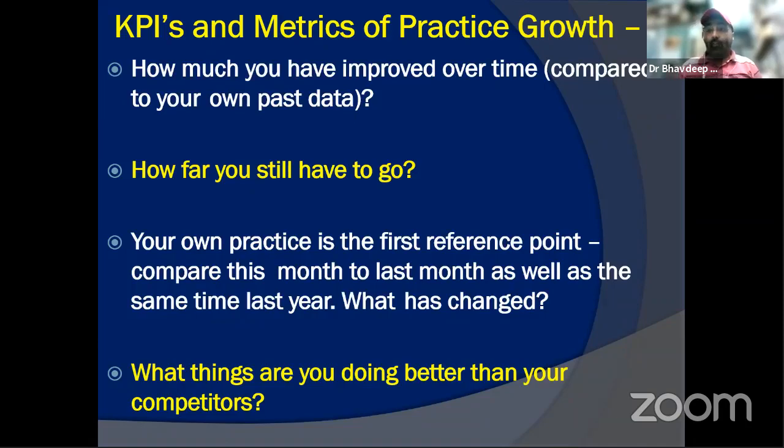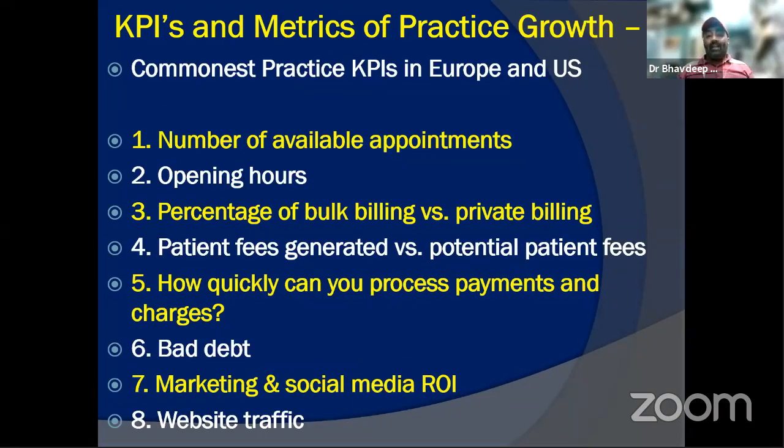We need to really realize where we are faltering. And unless you use those indicators, your practice KPIs, your benchmarks, you are not going to grow in life. So I'll give you now the KPIs commonly used in Europe and the US. What are the practice KPIs which are used? The number of available appointments, opening hours, bulk billing versus private billing, patient fees generated versus potential patient fees, if that patient could have converted. We hardly use this KPI over here. Then how quickly you can process payments and charges, bad debts, marketing and social media ROI, website traffic. Apart from the bulk billing versus private billing, and maybe the processing of payments, leave these two, but the rest of the things are applicable in the Indian scenario also.